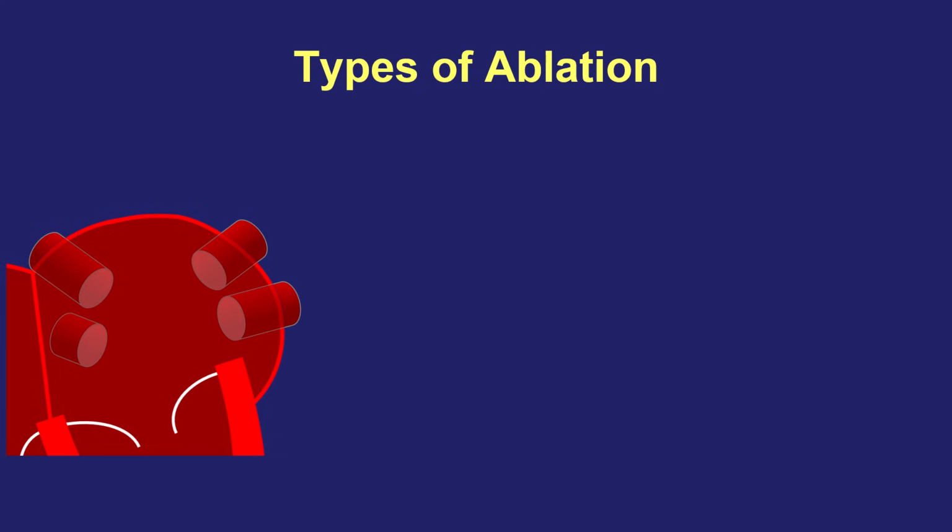There are different ways to permanently damage heart muscle and perform catheter ablation for atrial fibrillation, and different doctors may have a preference of one type or another. They're all very similar, and there are very minor pros and cons of each.